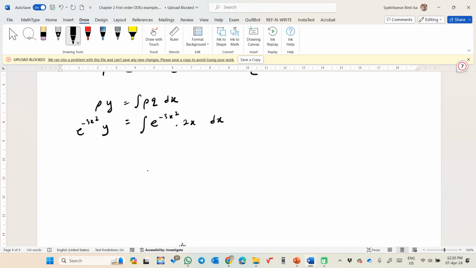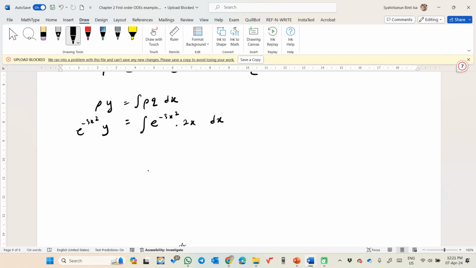For the left hand side, let it be exponent times y. But for the right hand side, we need to think how to integrate this term. If you look at it, we have the exponent and x. Perhaps you can think that this is by parts. But we cannot do by parts. Why? Because we cannot integrate exponent of 3x squared.